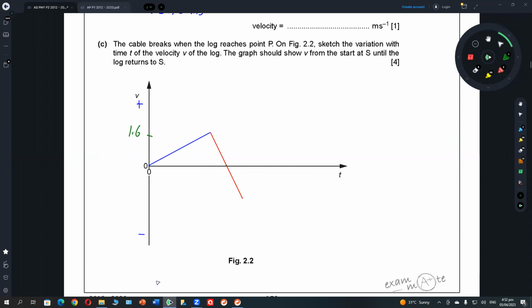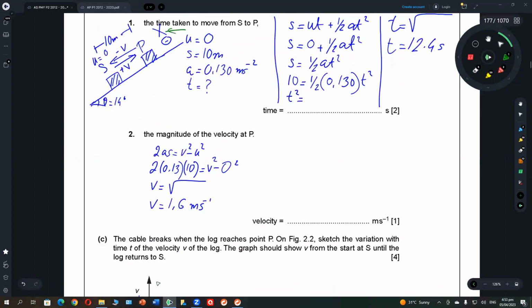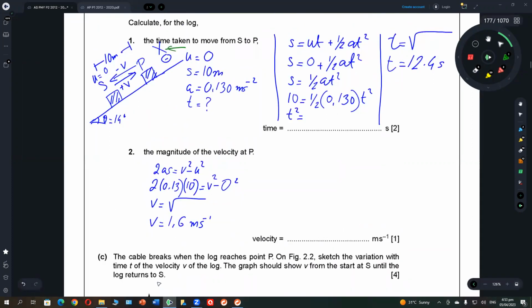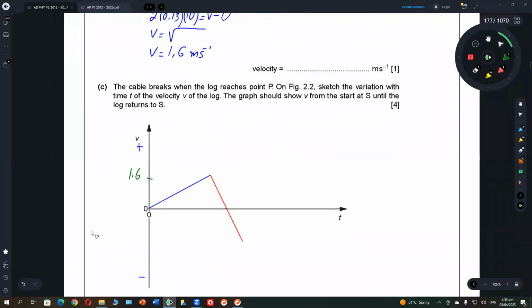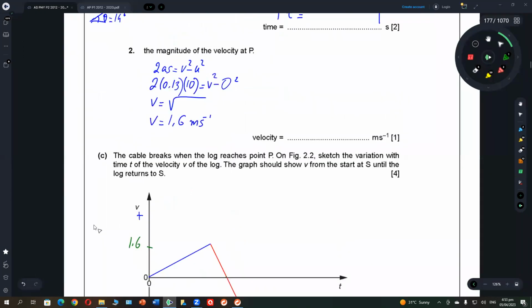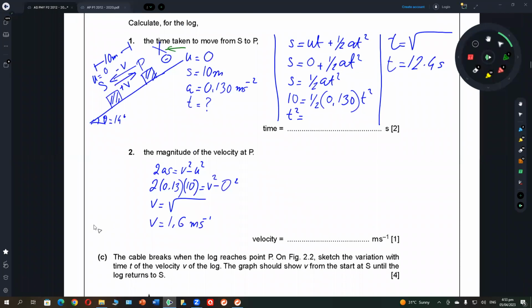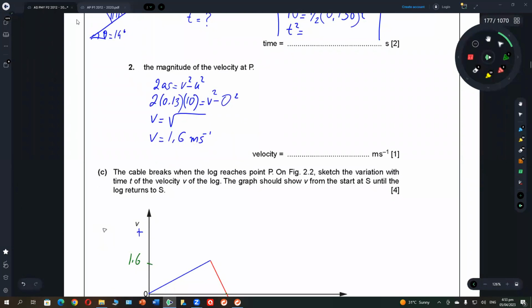Should I make it zero again? If you read the question, will it not stop at S? It will go beyond S as well. But he says you have to return to S. So I can stop here because it has reached S again, but obviously it won't stop at S. It will go beyond S.